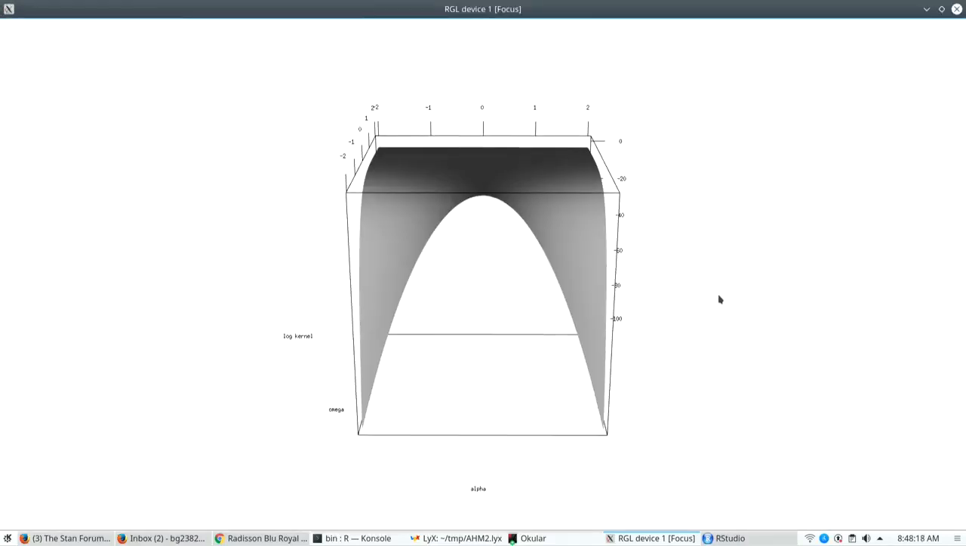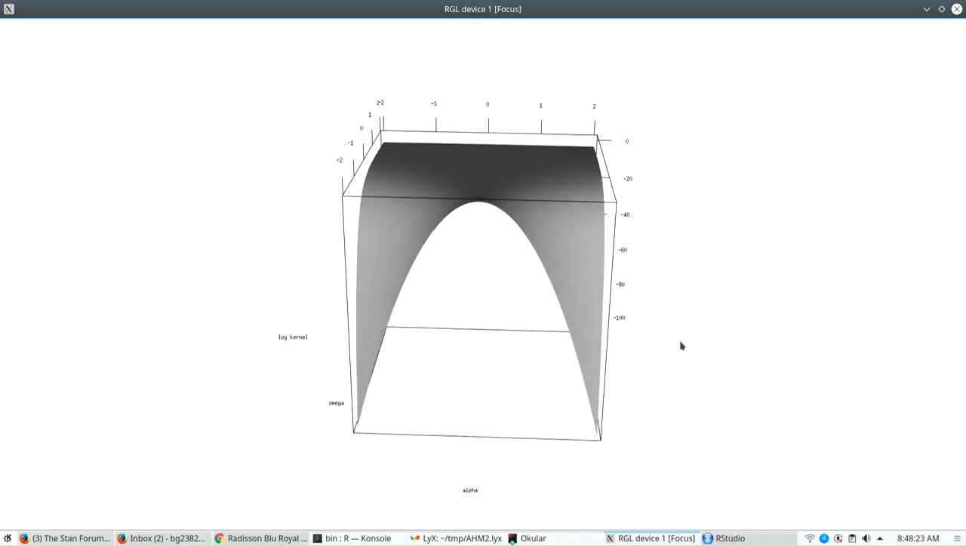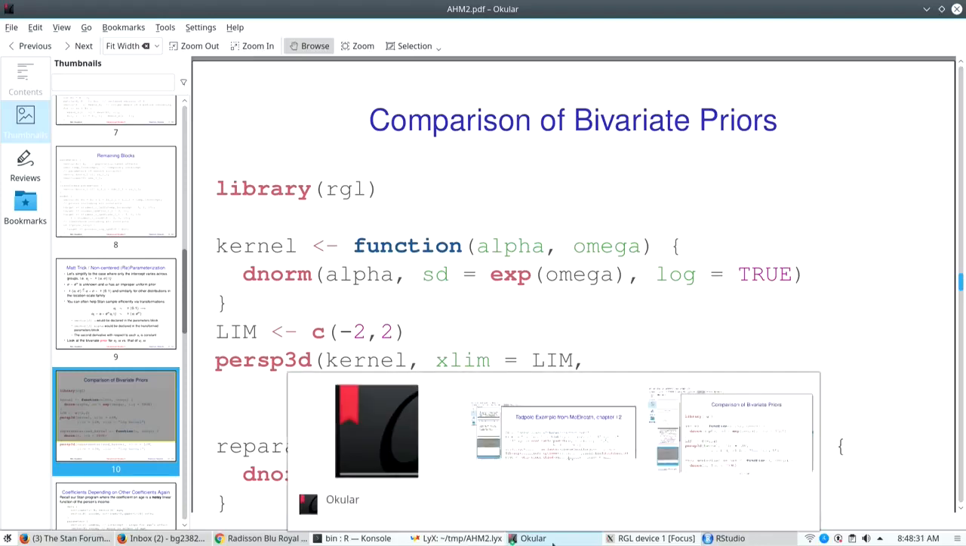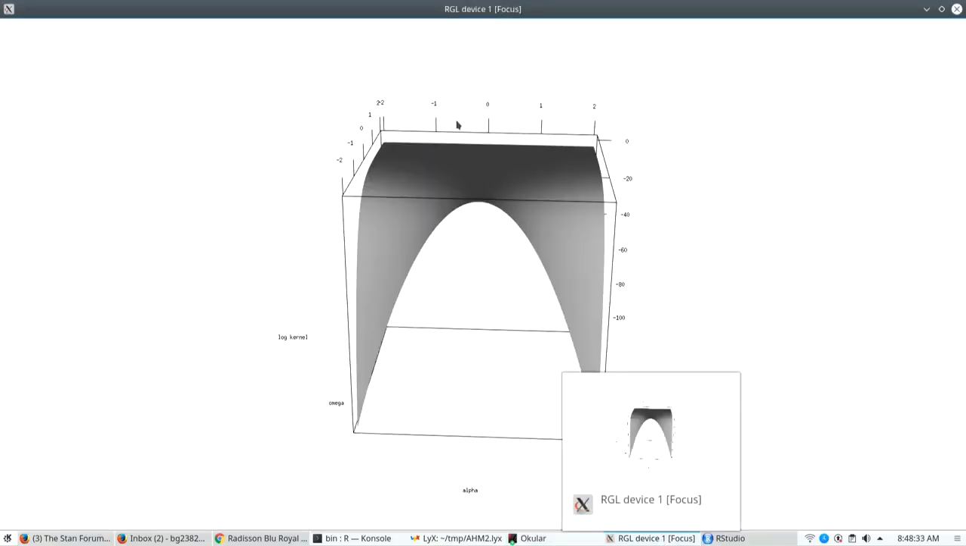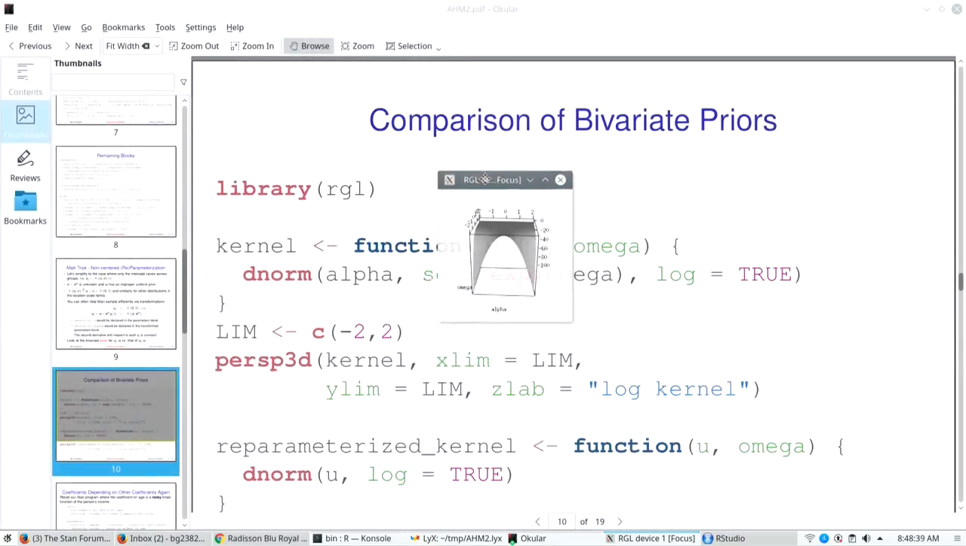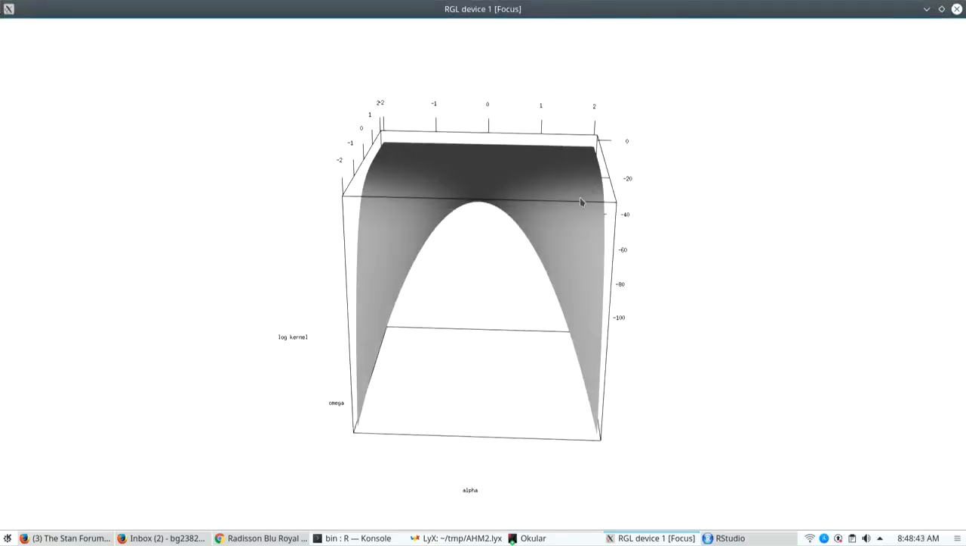So this is the surface corresponding to the first, I can't show both of these, maybe I can. No. Can I move this over? Oh. No, I blocked out my slides.